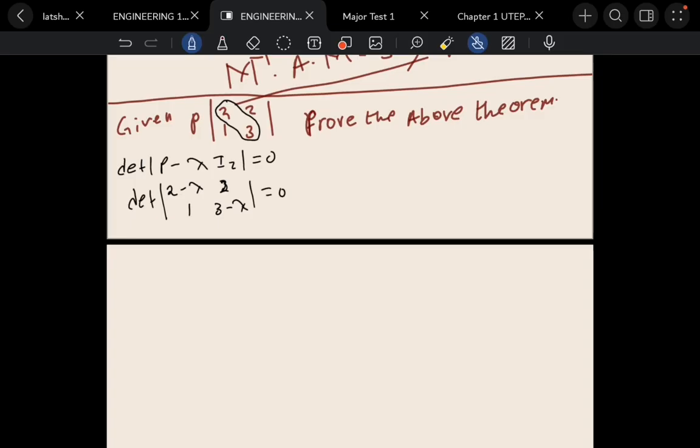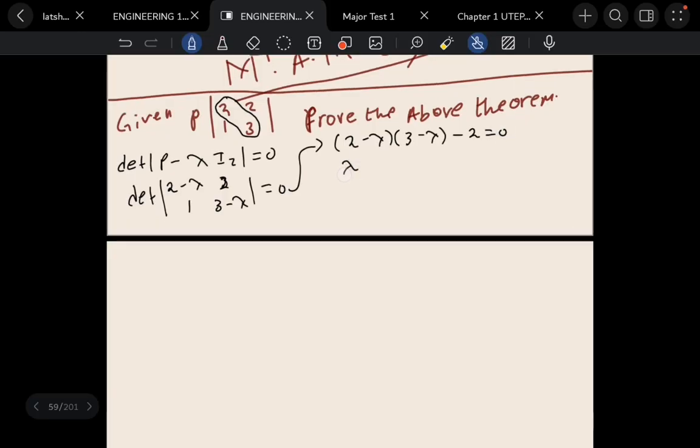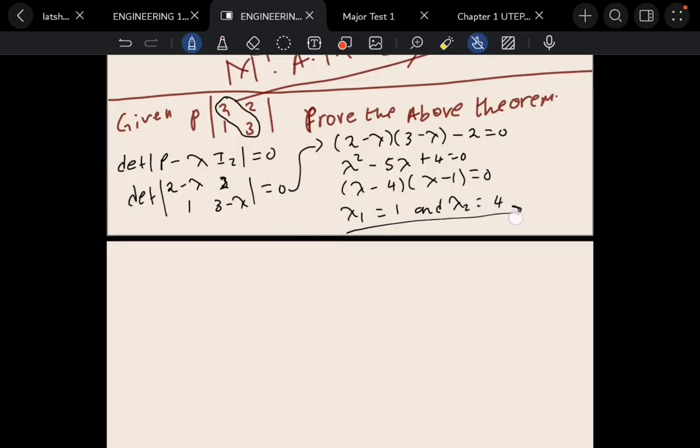Right, you're always going to subtract lambda from the main diagonal and find the determinant of this matrix. So it's 2 minus lambda times 3 minus lambda minus 2 is equal to 0. Simplify this. I am going to have lambda squared minus 5 lambda plus 4 is equal to 0. Factorize. I am going to have lambda minus 4, lambda minus 1 is equal to 0. So lambda 1 is going to be 1, and lambda 2 is going to be 4. Remember that we are starting with the smallest lambda. That's why we're calling it lambda 1. The biggest lambda is lambda 2.